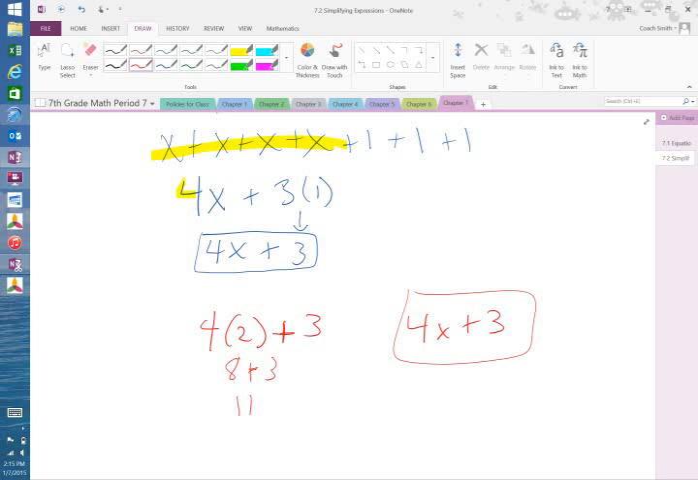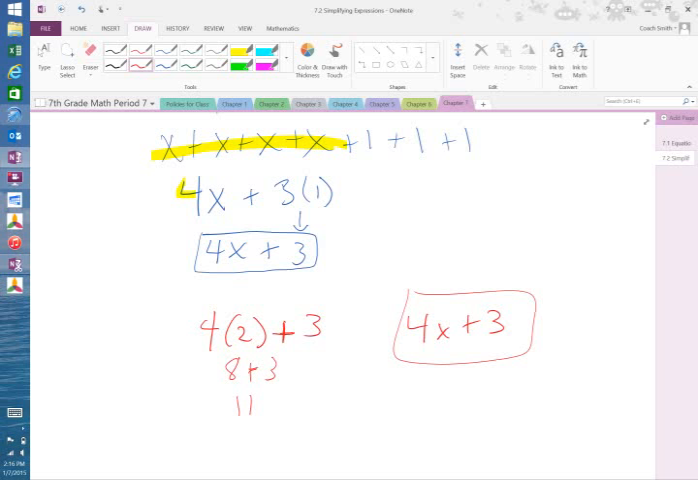Is there 7x's on that board over there? It can't be 7x. Because the problem 4 times x is x plus x plus x plus x. The reason 4 times x is x plus x plus x plus x is because the addition and multiplication are related to each other. They undo each other. In other words, 4 times 2 is 8.